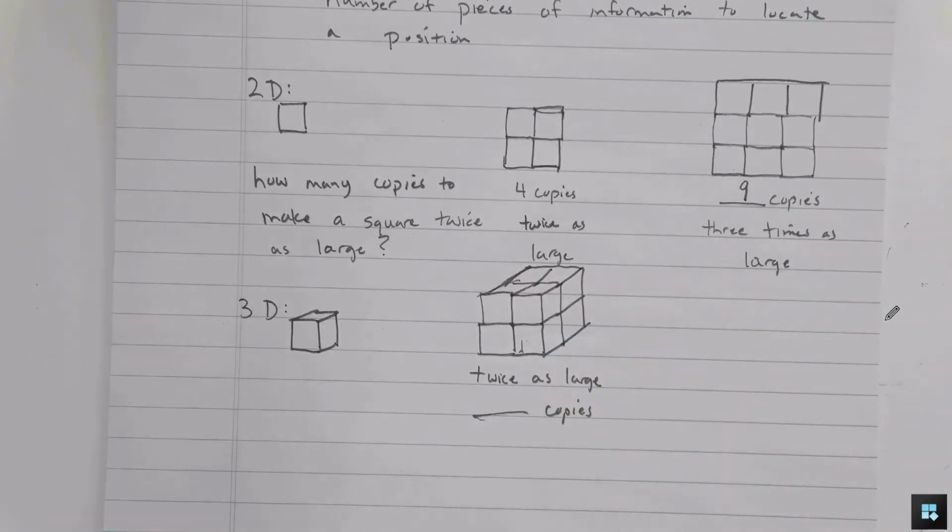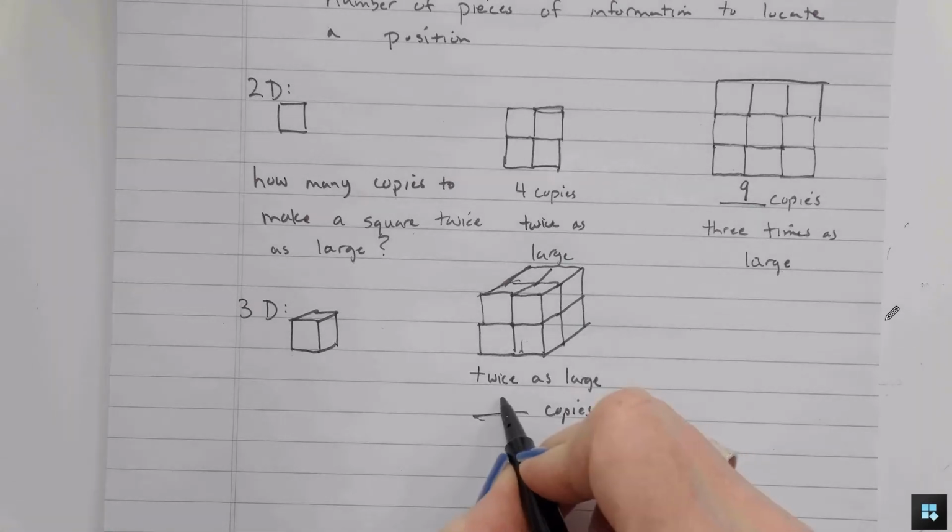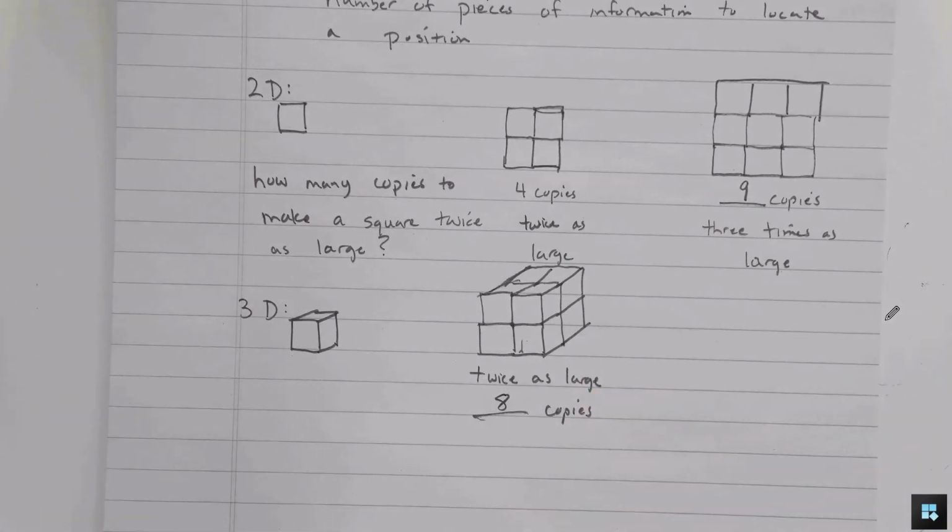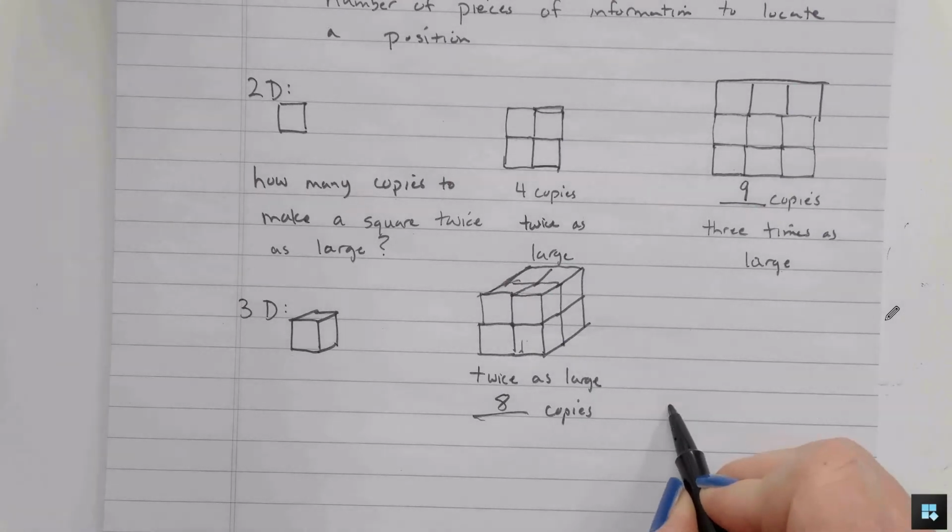Well, I can't really see the row behind because I'm drawing this on 2-dimensional paper and I'm trying to picture blocks stacked up. How many copies of blocks did I stack up there? 8 copies. Okay, so in 3 dimensions, it takes 8 copies of the original cube to make a cube twice as large. Let's see about 3 times as large, and I'm going to leave a little more space here.